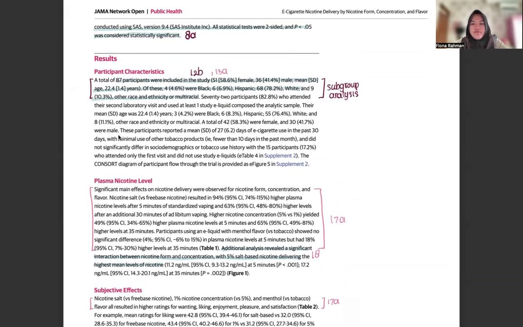In this paragraph, I find the method for additional analysis, and also for each group, the number of participants that were randomly allocated. It's written that 87 participants were included in the study, 51 female and 36 male, mean age 22, and 4 were Black, 6 were Hispanic, 68 were white, and 9 were other race and ethnicity or multiracial.